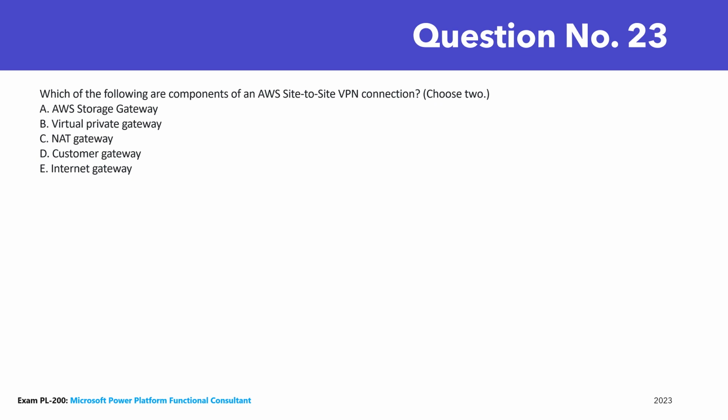Which of the following are components of an AWS Site-to-Site VPN connection? Choose 2. A. AWS Storage Gateway. B. Virtual Private Gateway. C. NAT Gateway. D. Customer Gateway. E. Internet Gateway. Correct answer, B, D.